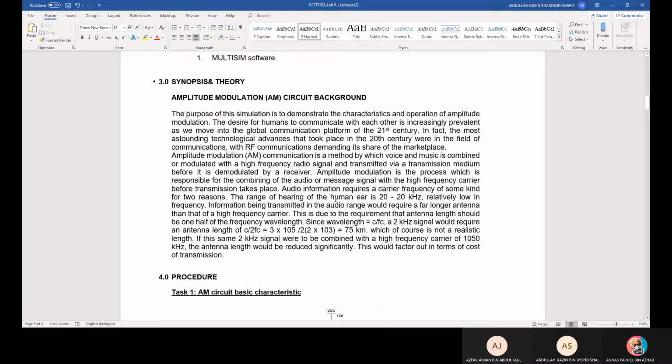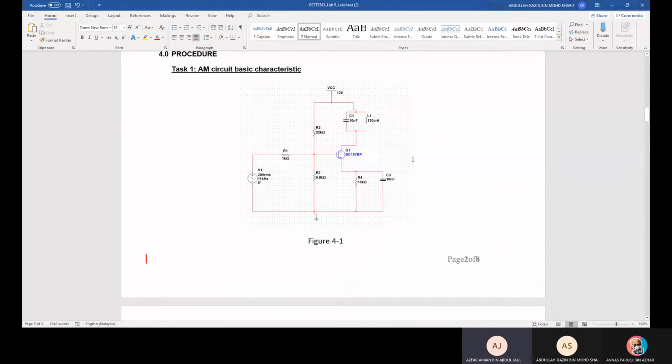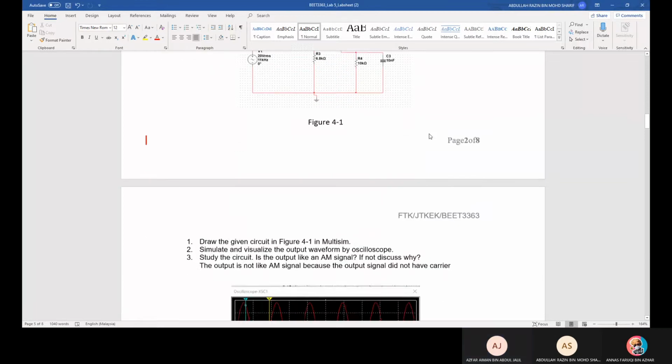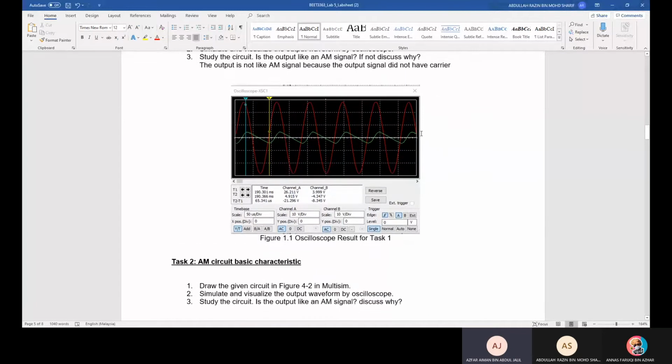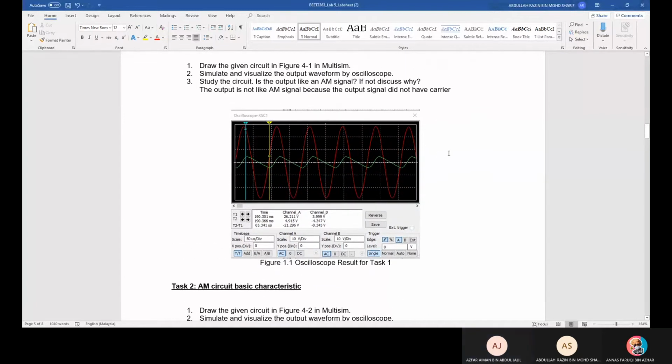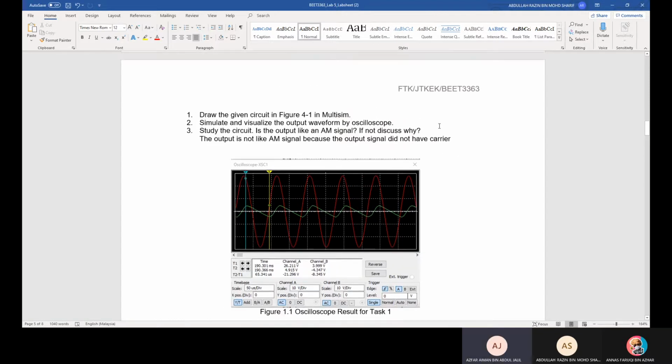Okay, so for task 1, as you can see, the circuit has been given. For the result, we found that we cannot get the output signal, and the signal we get is very low. This happened because if we look at the circuit, there is no message signal in the circuit. Okay, let's see task 2.